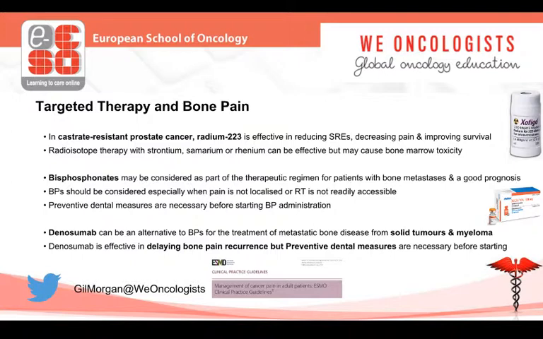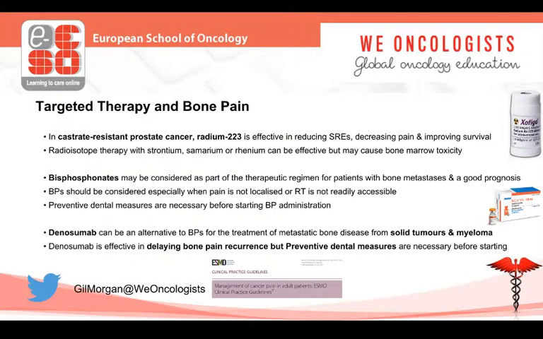Bisphosphonates are a particularly good option in situations where there is no access to radiotherapy or the pain is not localized. However, it is important to note that before starting bisphosphonates, preventative dental measures need to be taken. Among patients with metastatic breast or prostate cancer, zoledronic acid has shown reductions in pain and skeletal morbidity compared with placebo.